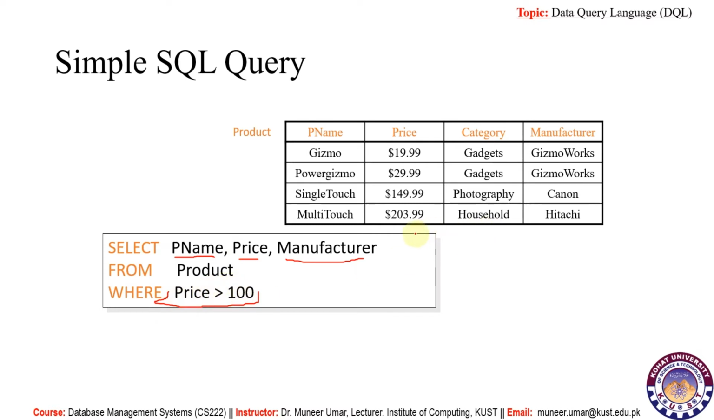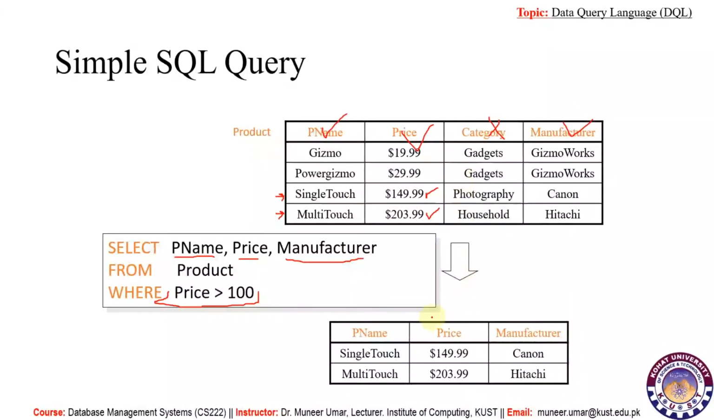Now again in the table we have 4 items. The price for single touch is greater than 100, and multi-touch also has a greater price. So in the result we will get single touch, multi-touch, their prices and their manufacturer. The category will not be displayed because we have not given it just after select. You can see the result here. We have 3 attributes as per our select query, and as per the condition we got only 2 records from this table.